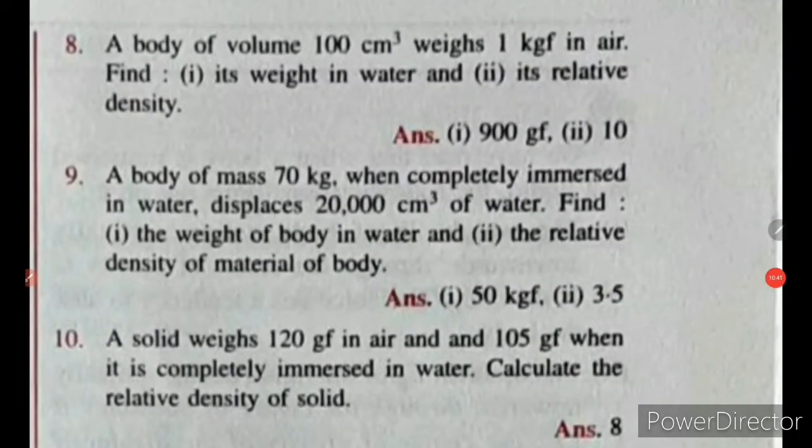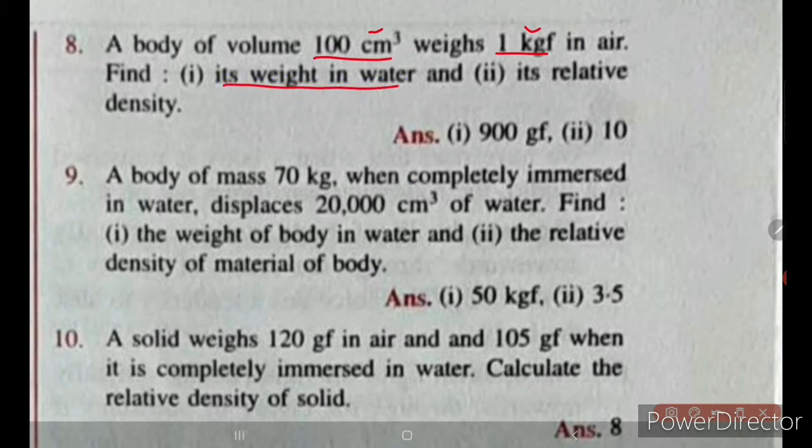The next question is question number 8, and it reads as: a body of volume 100 centimeter cube weighs 1 kgf in air. I don't think the units are matching, so we need to do something with the unit. Find its weight in water and its relative density as well. So we are supposed to find its weight in water and its relative density also. So let us try to solve this.